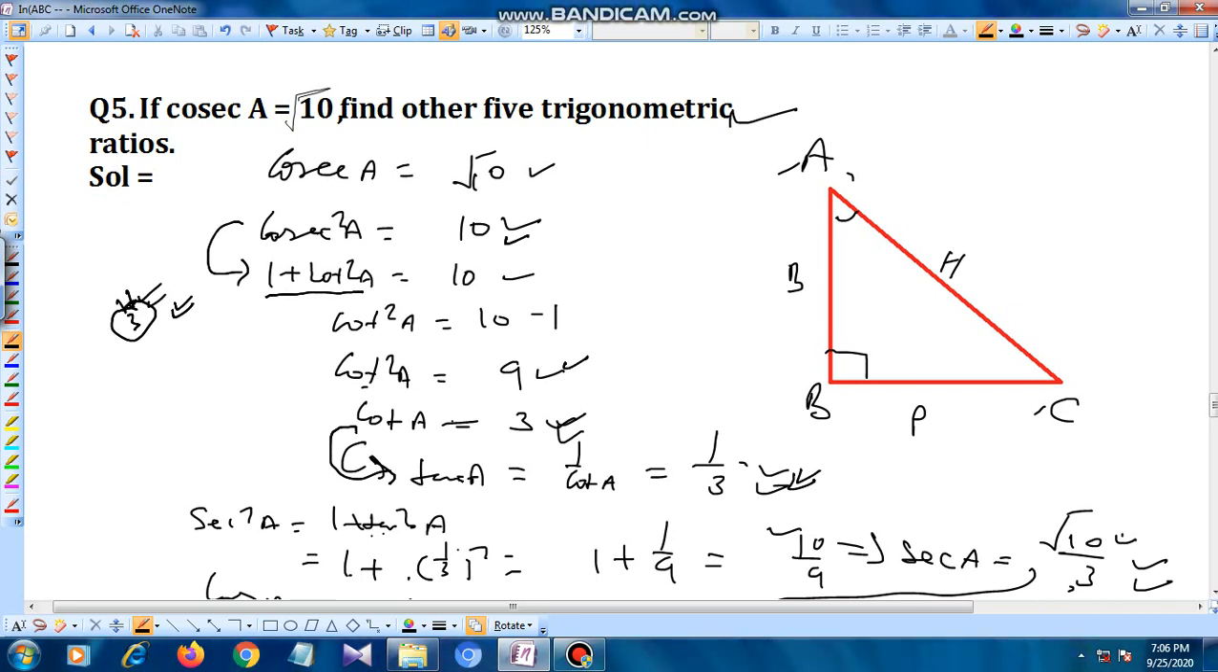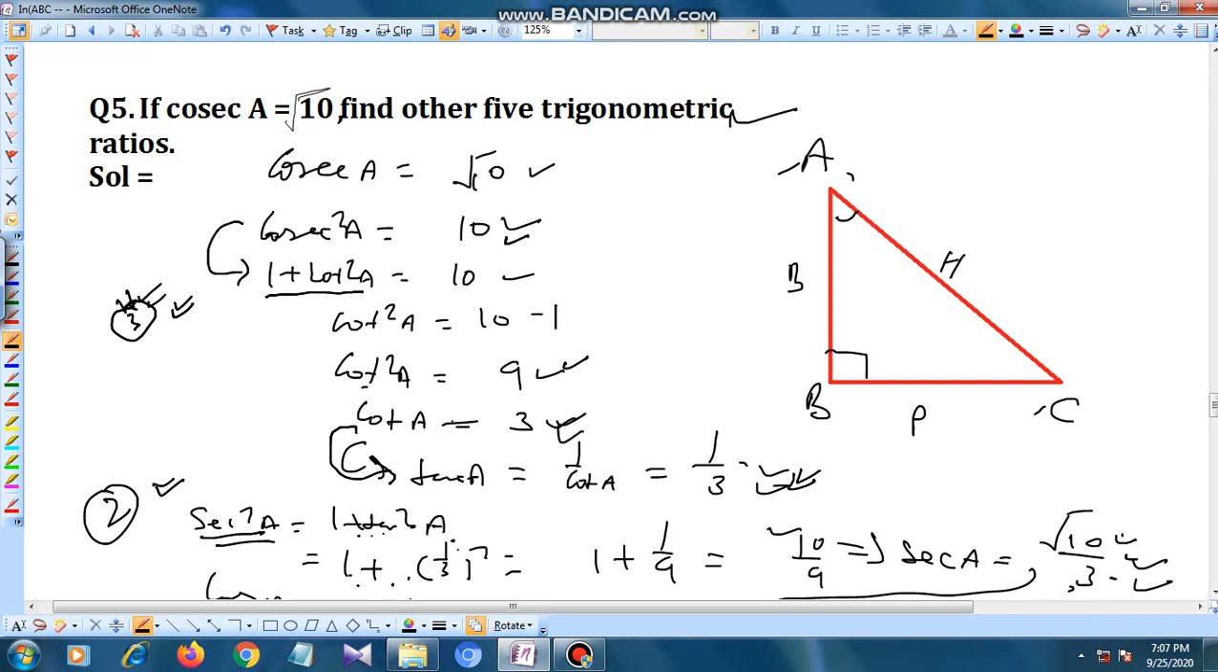Now sec square A equal to 1 plus tan square A. This is second identity. So according to second identity, sec square A equal to 1 plus tan square A. So 1 plus value of tan square A is 1 by 9. Square of 1 by 3 is 1 by 9. So 1 plus 1 by 9, by taking LCM, it will become 10 by 9. So sec A equal to under root 10 by 3. So value of sec A is root 10 by 3.